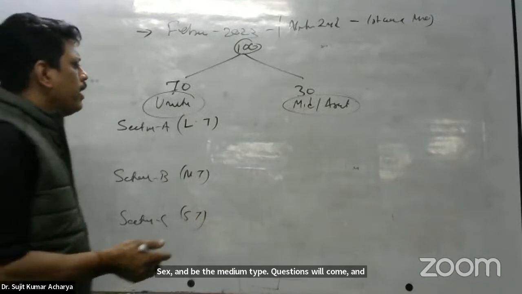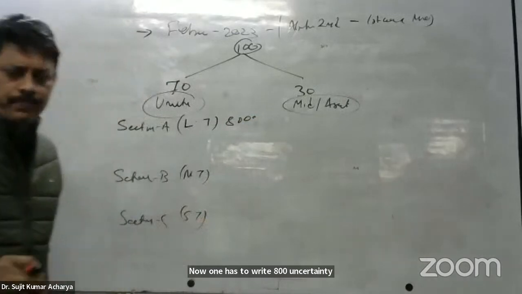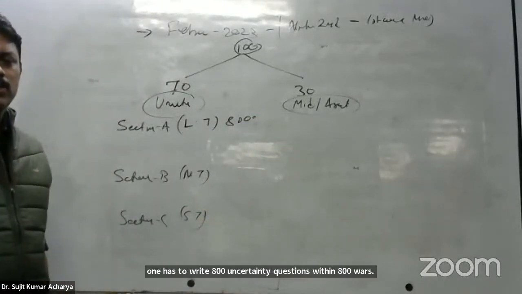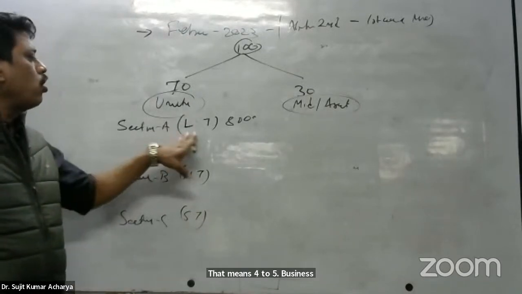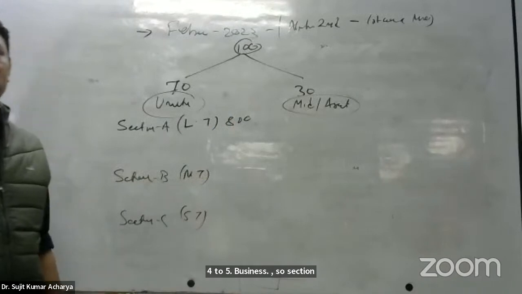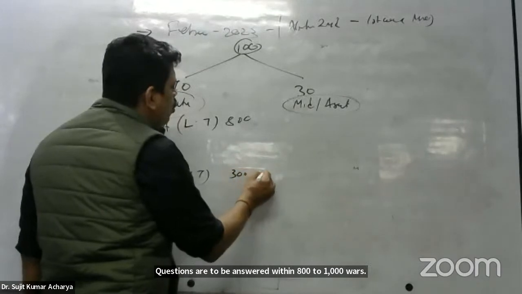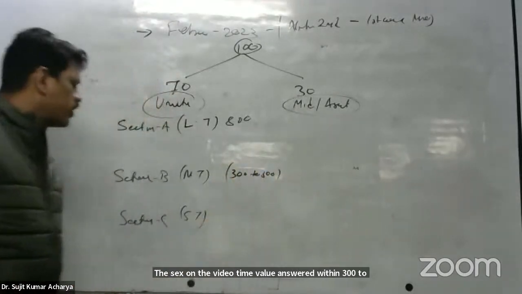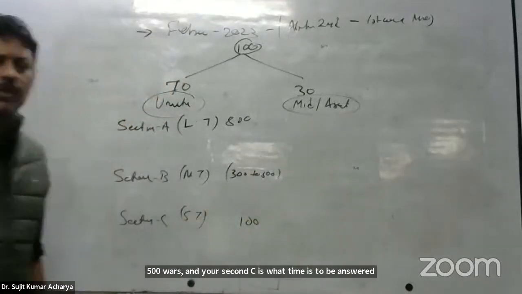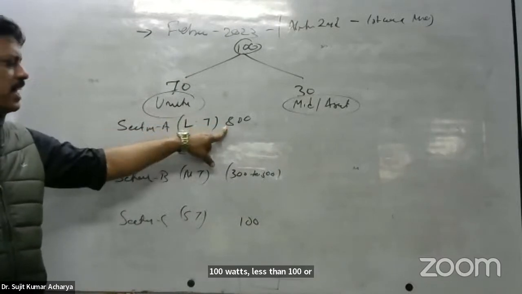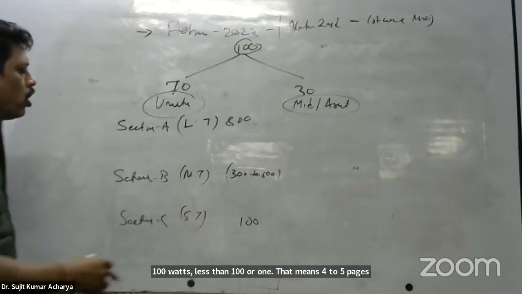Now, one has to answer the questions within 800 words. That means 4 to 5 pages. If you write too big, you will use a lot of pages. So section A long type questions are to be answered within 800 to 1000 words, then section B medium type within 300 to 500 words, and section C short type within 100 words or less. That means 4 to 5 pages, 2 to 3 pages, and 1 page.